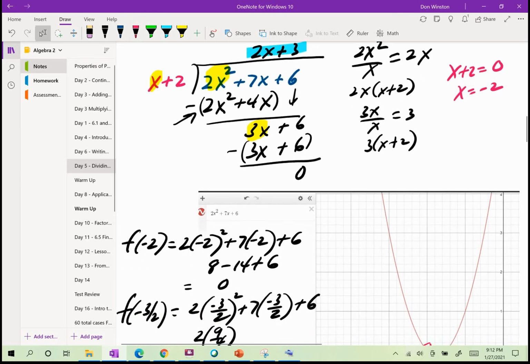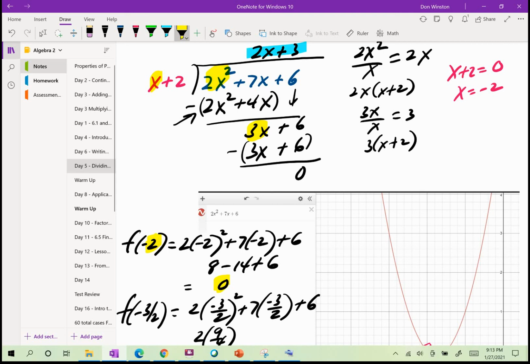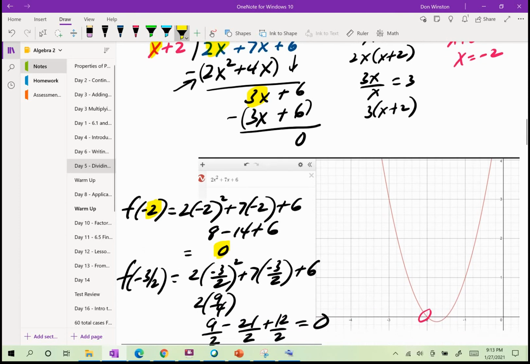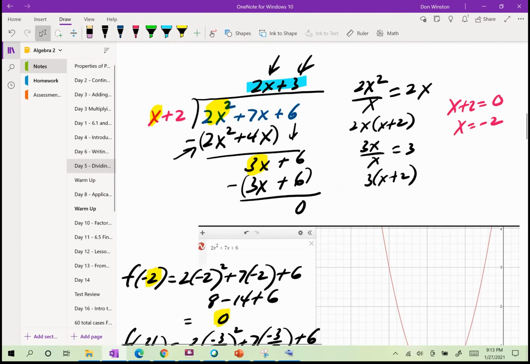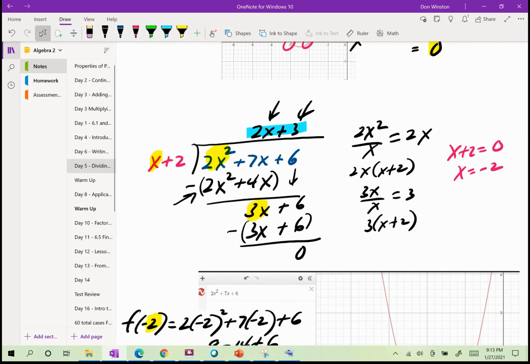And if I substitute that zero into the polynomial 2x squared plus 7x plus 6, I'll get 0, because negative 2 is a zero of the polynomial. That's what it means to be a zero of the polynomial. It's an x-intercept. The x-intercept is when y is equal to 0. 2x squared plus 7x plus 6 is y, and y will equal 0 at the zero of negative 2. And likewise, 2x plus 3 is a factor, and if I find the zero there, I'll get x equal to negative 3 halves.